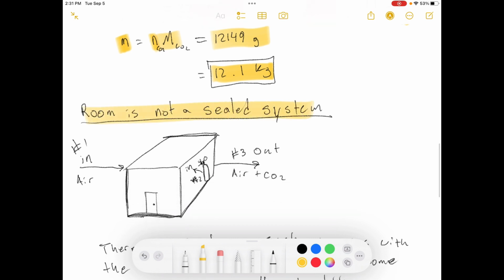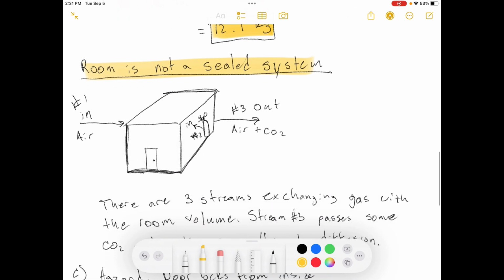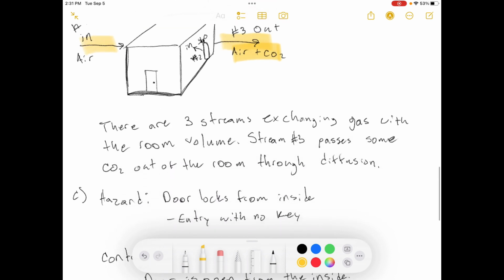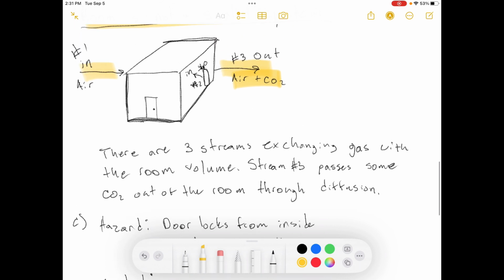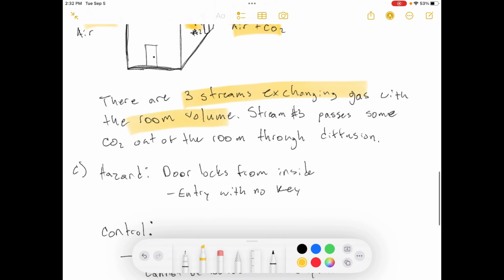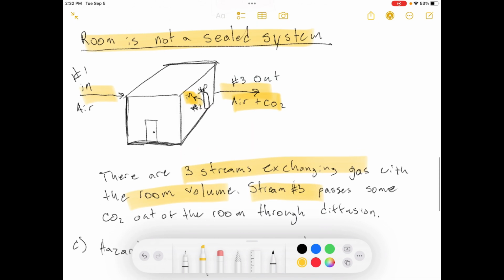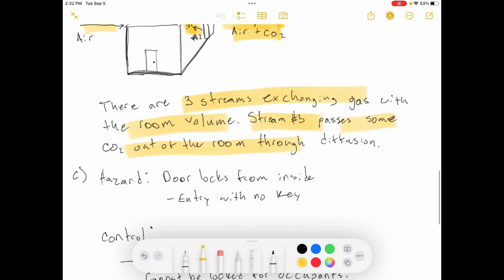Okay, and this is another representation of that. So the room is not sealed, so you have a certain amount of air going in, and then you have a certain amount of air and CO2 leaving. Okay, so there's a third stream of CO2 going in here. So three streams are exchanging gas with the room volume. Stream 3, which is the out, passes some CO2 out of the room through diffusion.